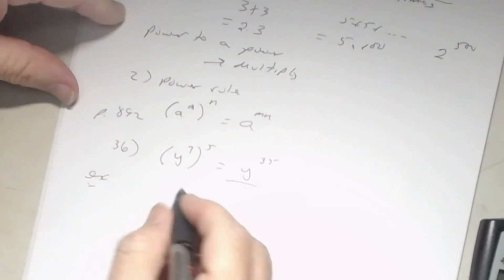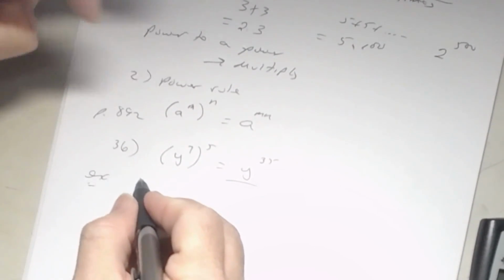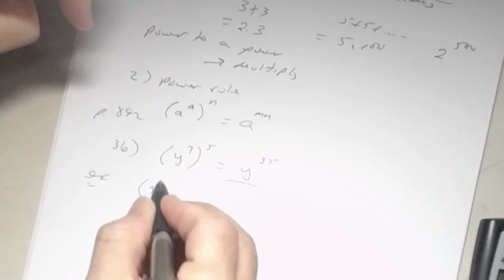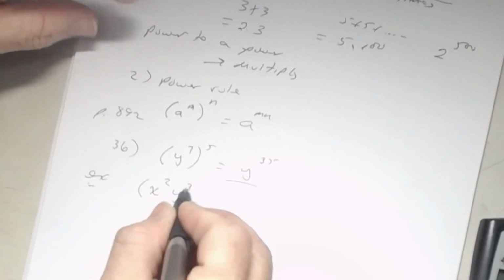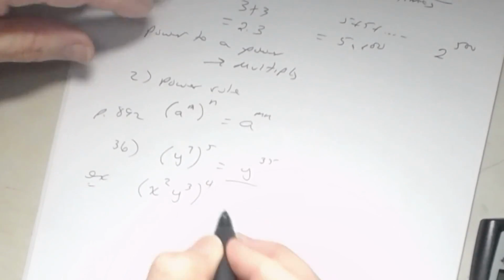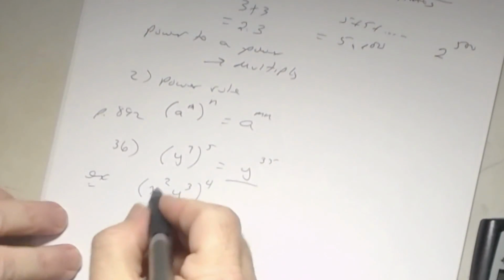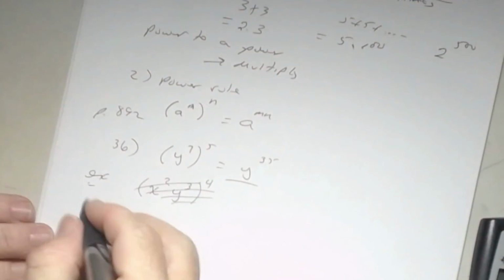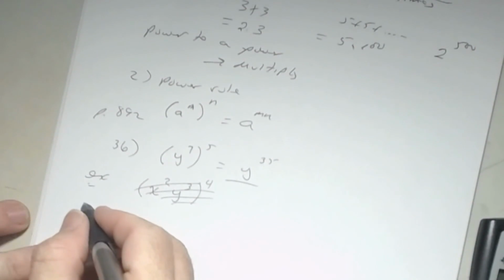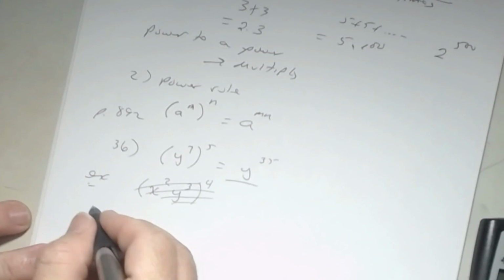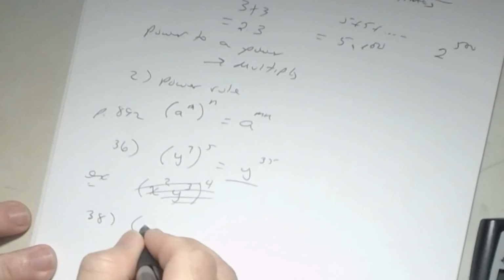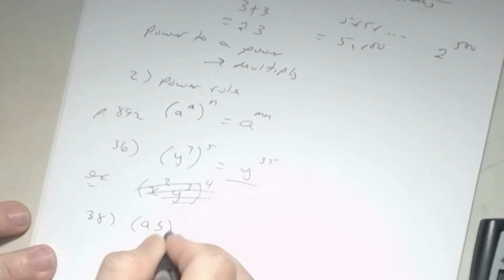All right, this example. Suppose I had this. Suppose I had x squared y cubed raised to the 4th power. Oops, I'm sorry. I didn't want to do this yet. Sorry, that's going to be later. Don't do this just yet. That's going to be the next rule. Next rule. Don't do this one. All right. So let's look at 38. All right, 38, you have a, b to the 6th.